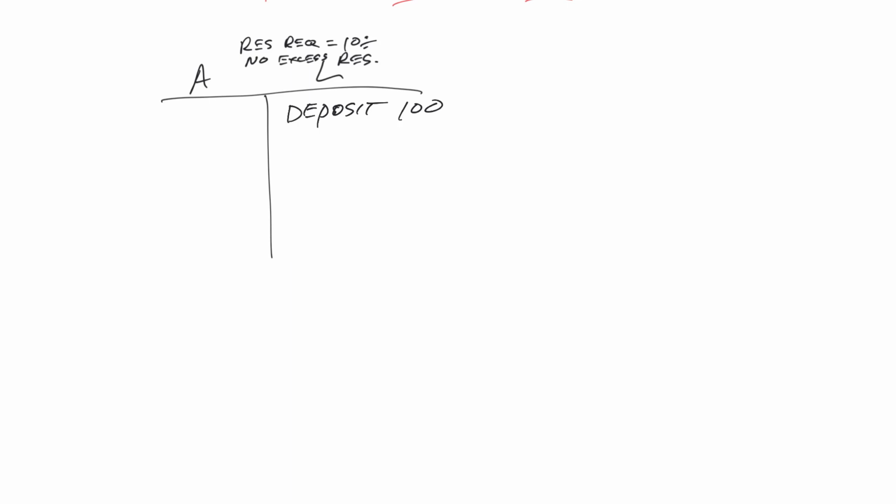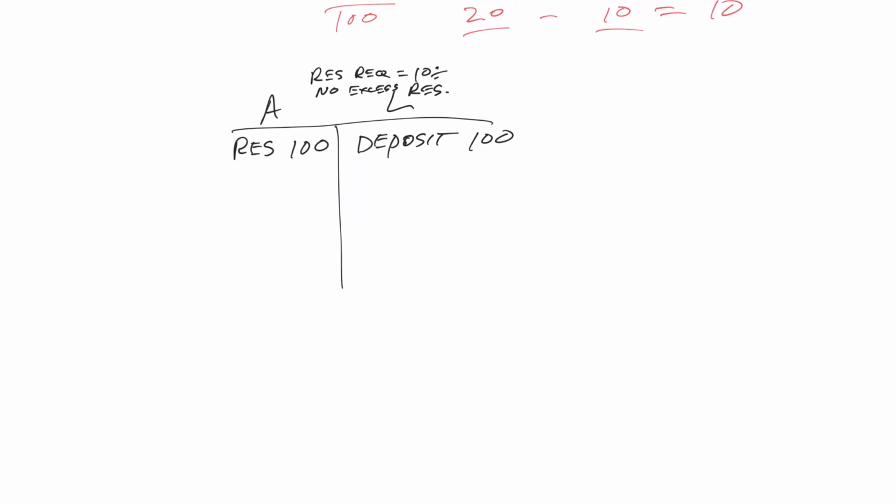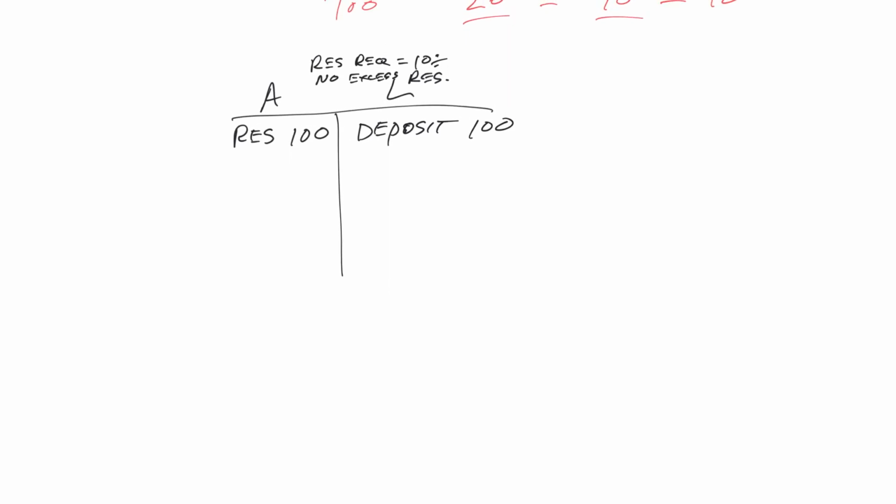But they've also got reserves of $100. That's an asset. So they've got cash in the vault, but they owe you that cash. So they got reserves of $100 and a deposit of $100. It balances. Okay, it balances. So the bank's not going to make any money if they keep that $100 just sitting there in the vault, right?